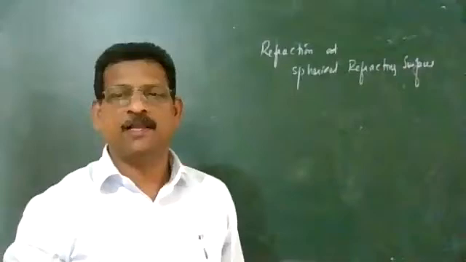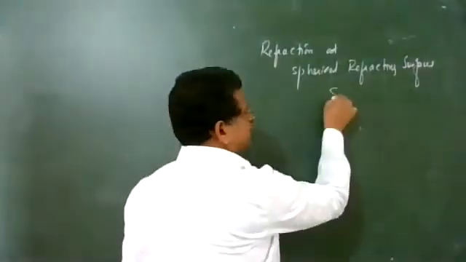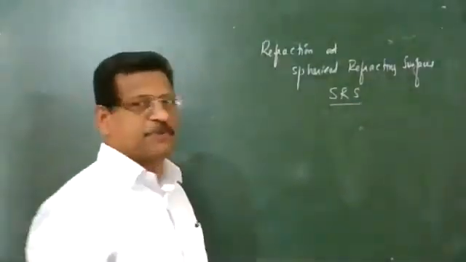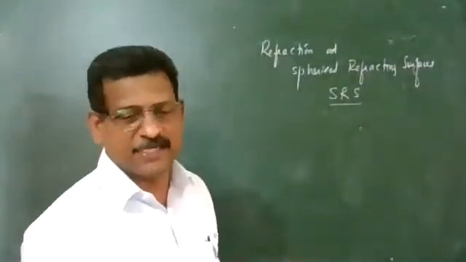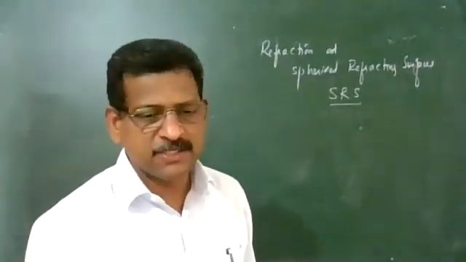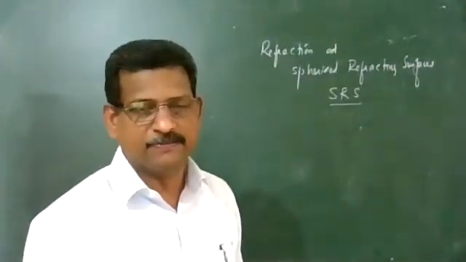Refraction at spherical refracting surfaces. Spherical refracting surface, in short form, we write it as SRS. So SRS means it's a part of a sphere of transparent refracting material.